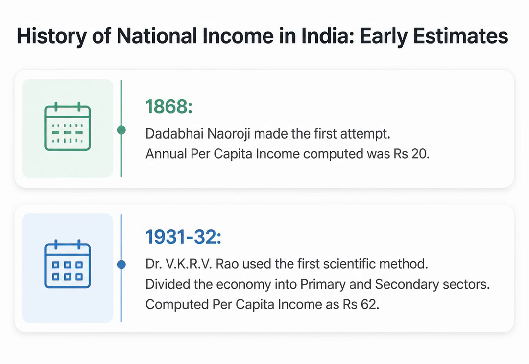Let us look back at how national income was historically estimated in India during the British period. The very first attempt was made by Dadabhai Naoroji in 1868, who calculated an annual per capita income of just 20 rupees. Later, in 1931 to 1932, Dr. V.K.R.V. Rao introduced the first scientific method for this computation. He innovatively divided the Indian economy into a primary sector, like agriculture, and a secondary sector, like industry, arriving at a per capita income of 62 rupees.